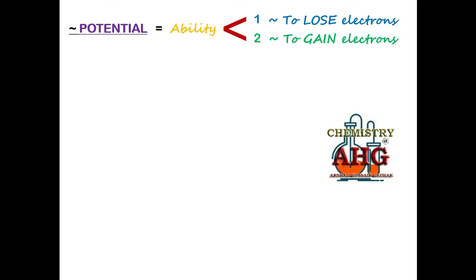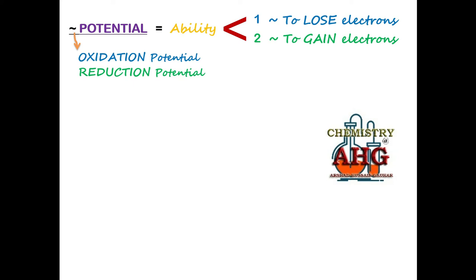So generally, whenever you see the word potential, what must come in your mind? Potential is the ability, and there are two types of potentials in chemistry we study. One is oxidation potential, the other is reduction potential. Oxidation potential is for those elements which lose electron, which undergo oxidation, and reduction potential is for those elements which gain electron, which undergo reduction.